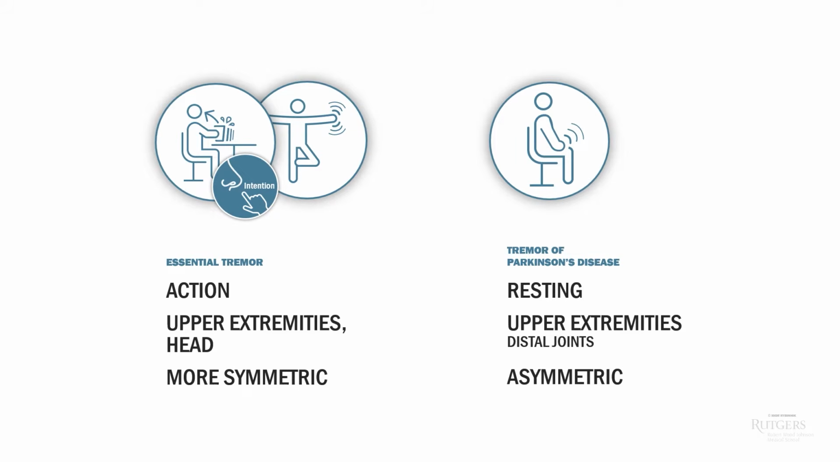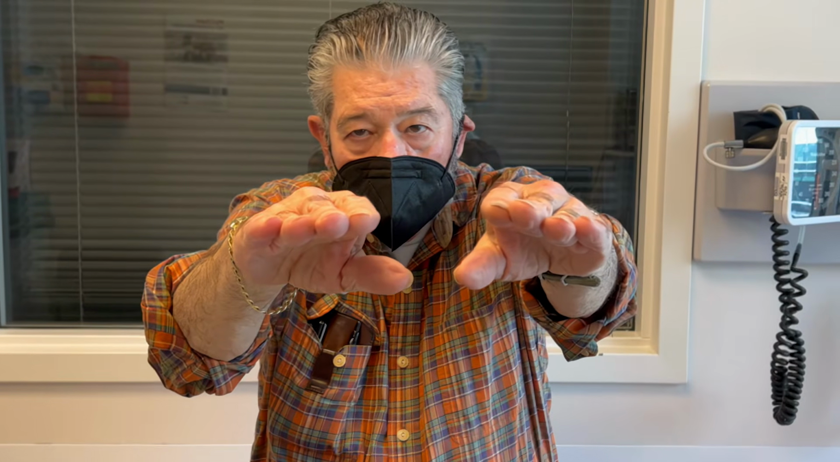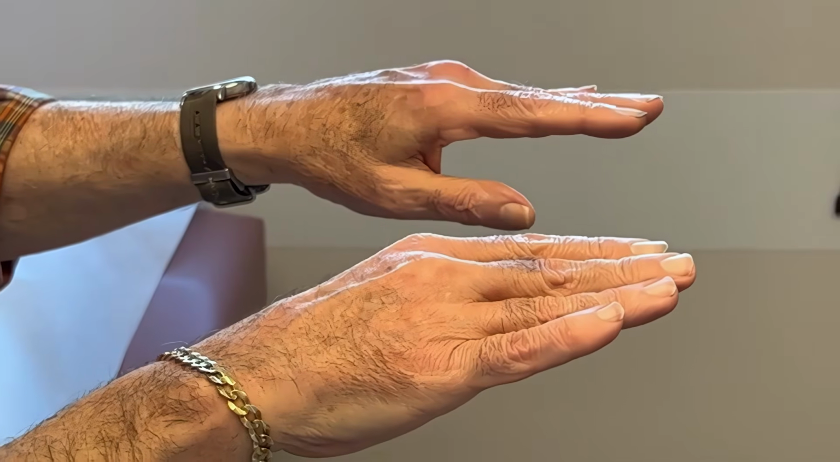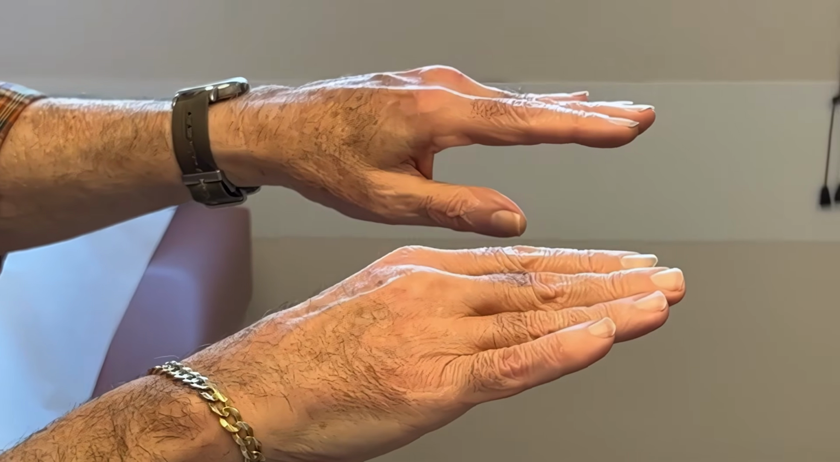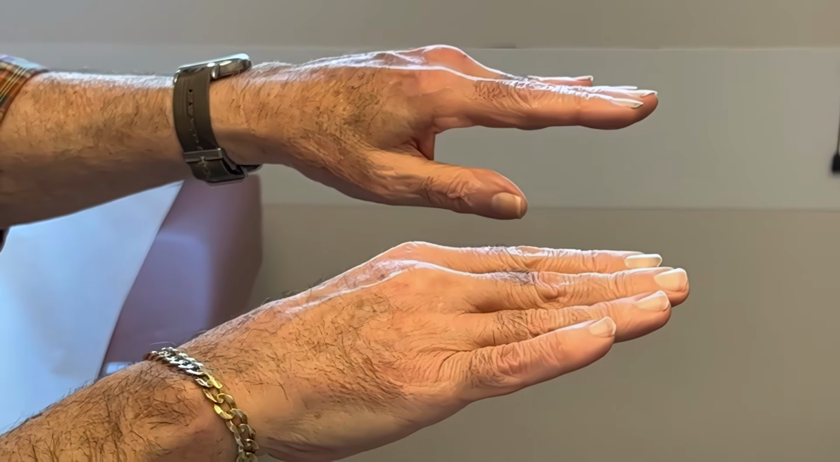Seems straightforward, right? Who would ever confuse the two? Okay, is this essential tremor or Parkinsonian tremor, and why? Difficult, isn't it? Patient is holding his hands outstretched. After a few seconds, the tremor seems to get worse. So, could this be the postural action tremor that is characteristic of essential tremor?